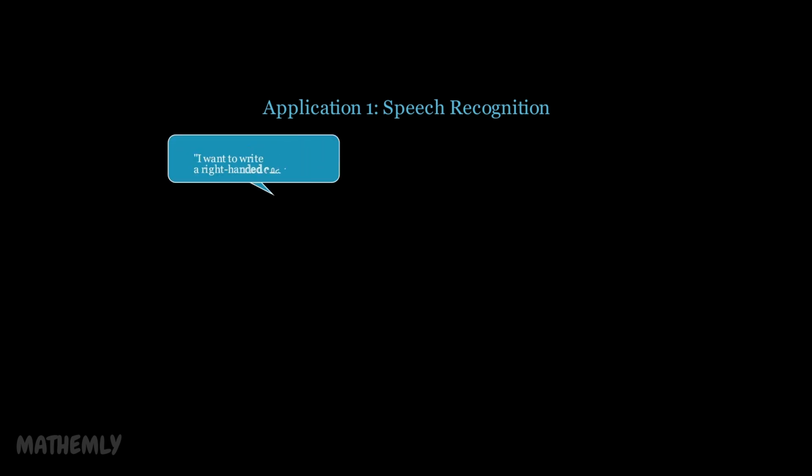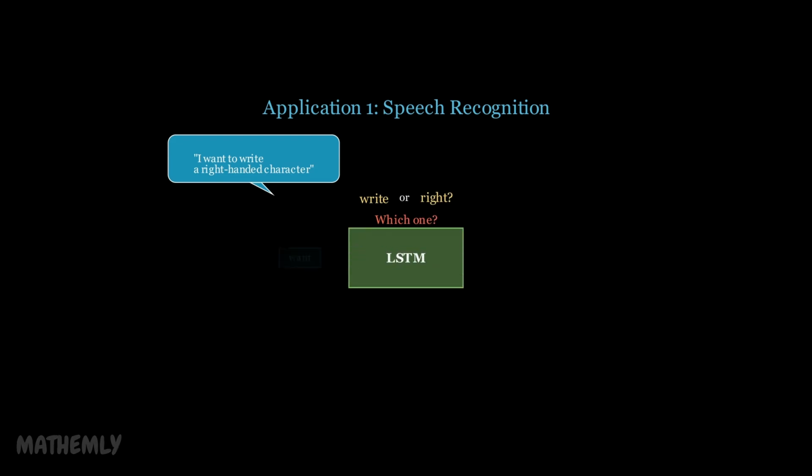Speech recognition. When you talk to your phone, it doesn't just hear isolated sounds. If you say aloud, "I want to write a right-handed character," the network needs context to know which version of right or write to use. LSTMs use the surrounding words to accurately piece together your voice commands.